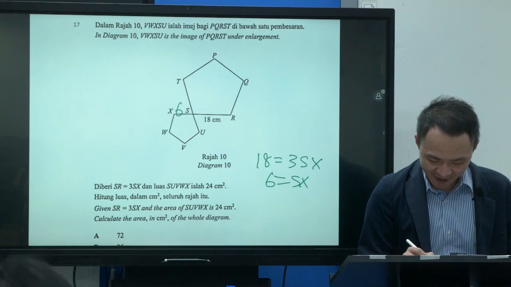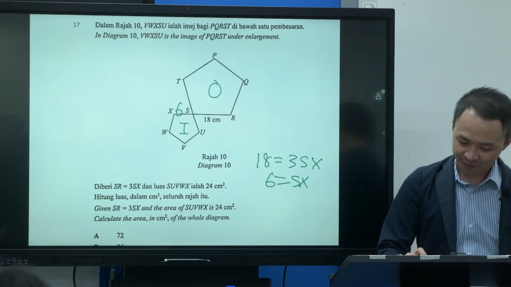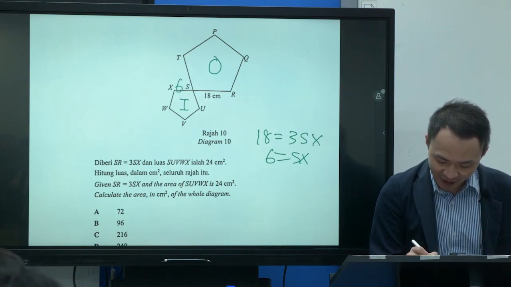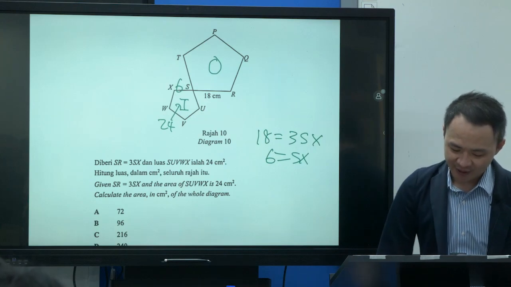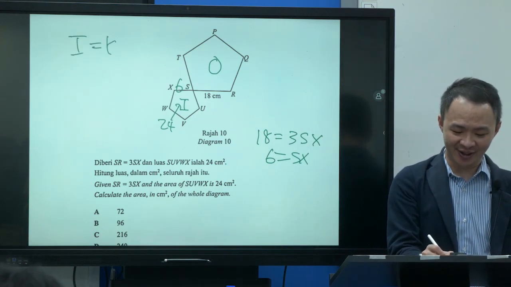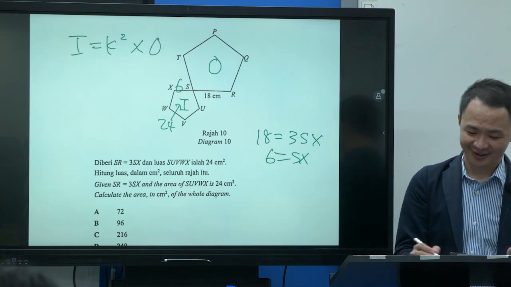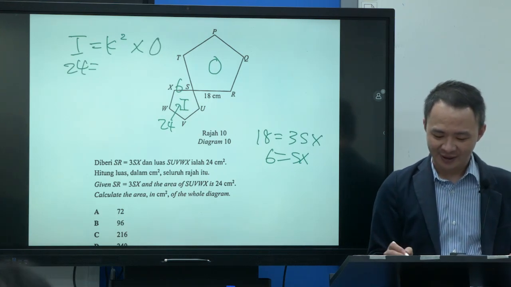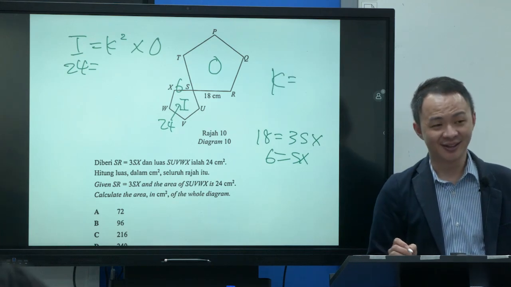V, it's an image. This one is an image. This one is an object. And we have the area for this one is 24. Yeah, apply the formula. What is the formula again? Image equals scale factor squared multiplied by object, right? Image is 24. Upper scale factor saya.